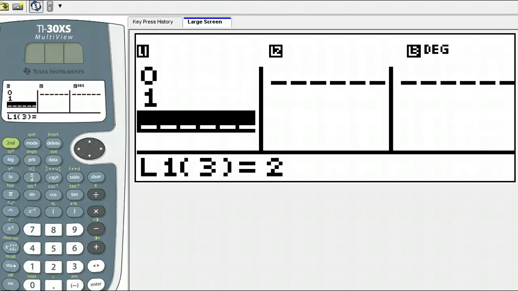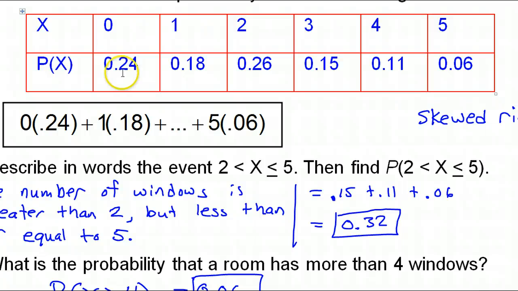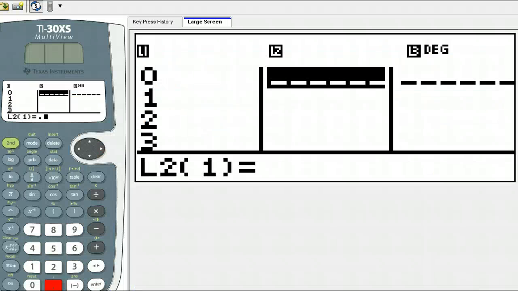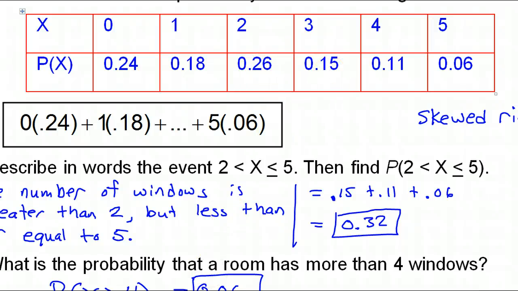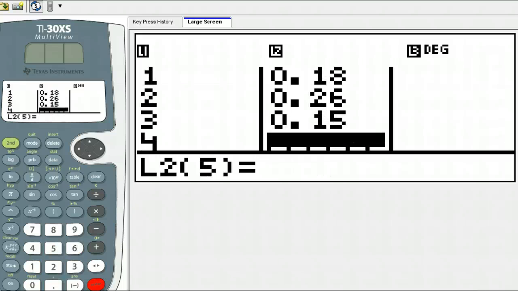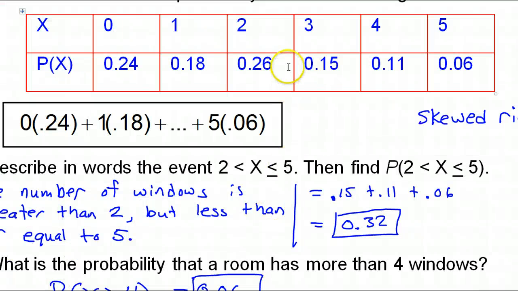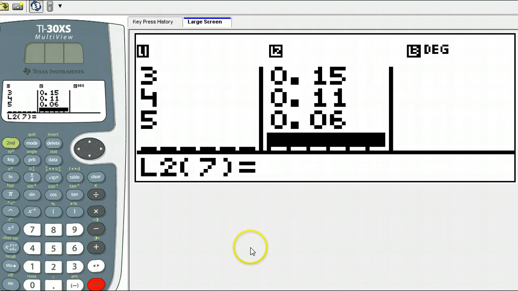Okay, so 0, 1, 2, 3, 4, 5. Okay. In list 2, you want to put your probabilities. Okay, so I'm talking about 0.24, 0.18, 0.26, 0.15, 0.11, 0.06.